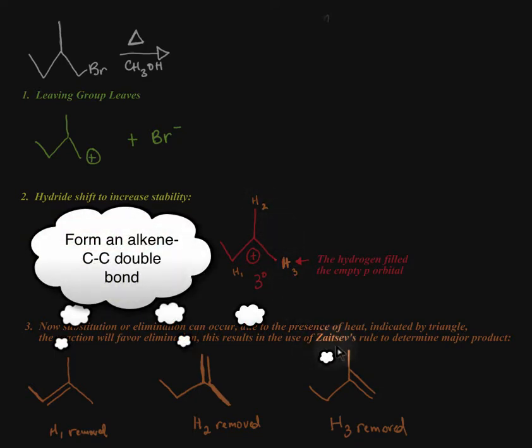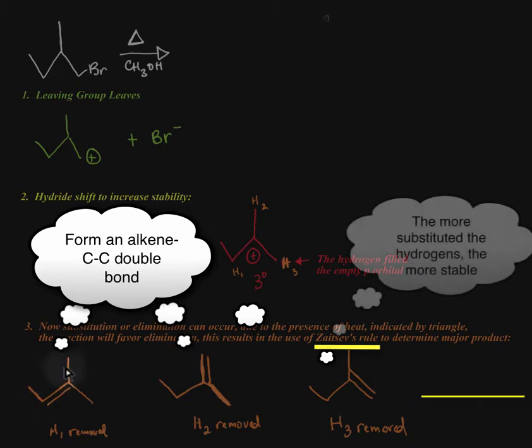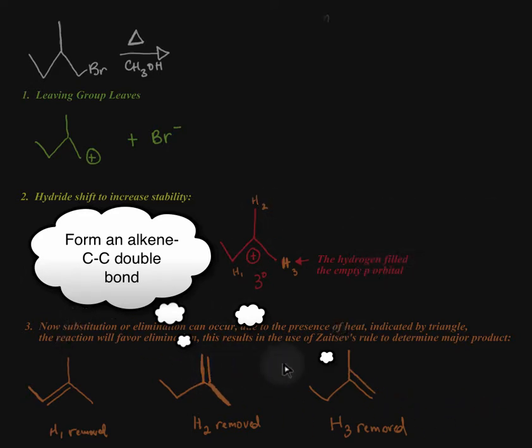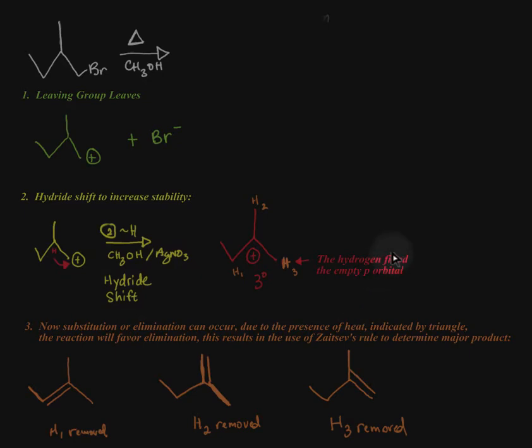And what we're going to do is use Zaitsev's rule to determine which is the major product. Zaitsev said that more stable is determined by more substitution on either side of the double bond. So what I said there is that the more substituted you are on either side of the double bond, the more stable you'll be, and result in the major product. So if I remove H1, I get this right here. If I remove H2, I get this alkene here, and H3 gives you that alkene.